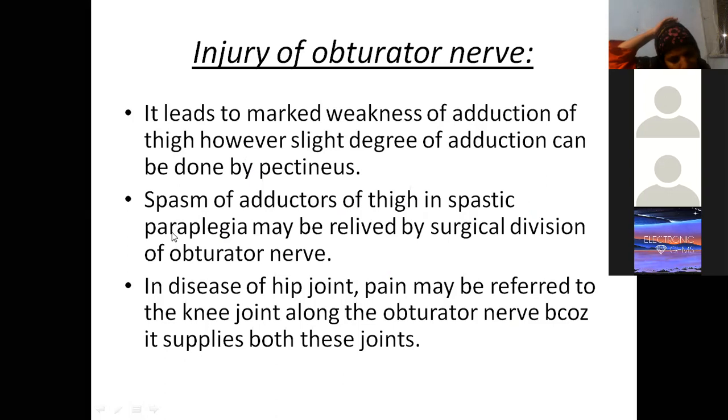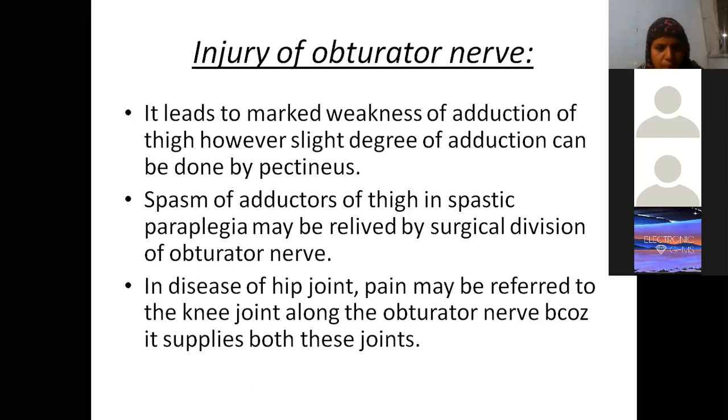What do you mean by paraplegia? Paraplegia means paralysis of both lower limbs, or both upper limbs. You use the word paraplegia. Hemiplegia, half of the body. Quadriplegia, all four limbs. Very good.